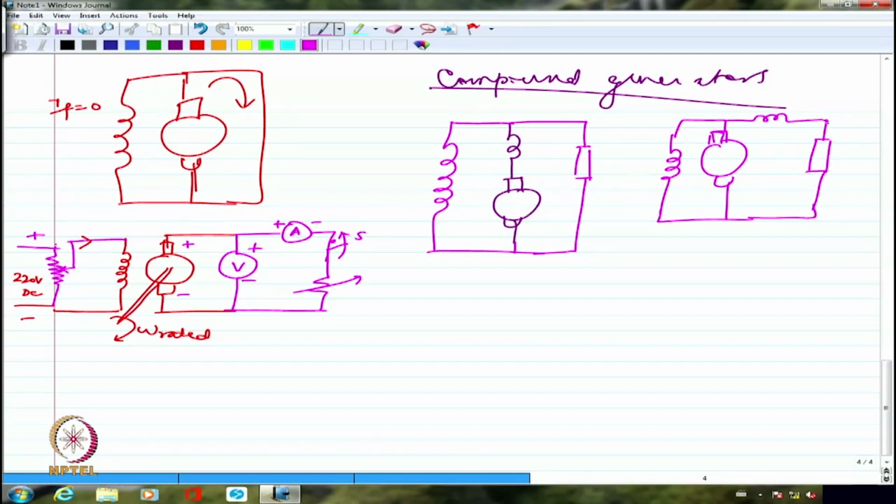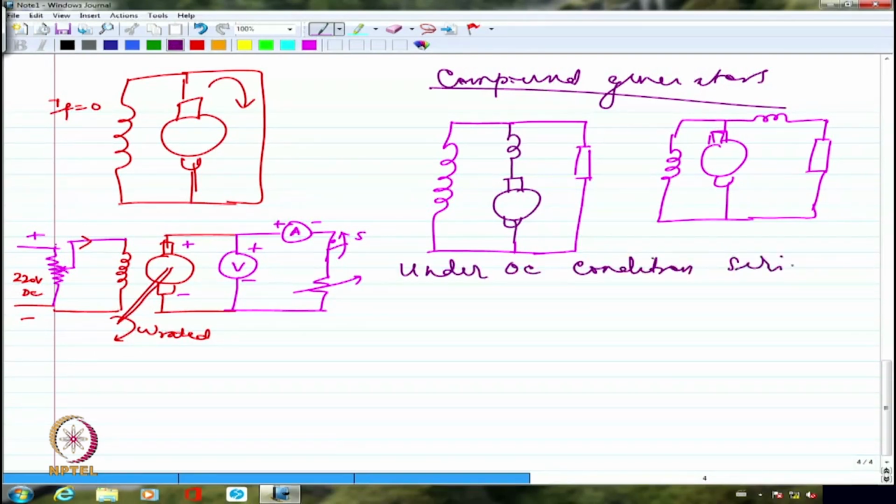Please note, in short shunt, I'm not going to have any series field current at all if the load is open. So under open circuited condition, I will not have any series field current. Whereas in long shunt, even if the load is open circuited, I'll have a small field current, but it is generally very, very small, because of which I can ignore it. Series field influence on the overall main field will be negligibly small when there is no load.